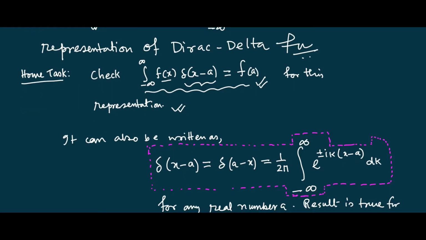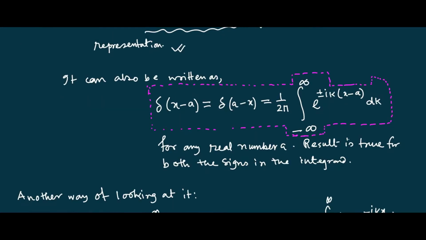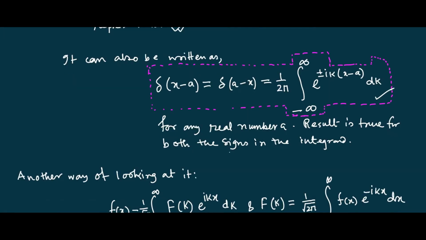So it can also be written in a very compact or general manner. Delta(x minus a), that is equal to delta(a minus x), is symmetric, and 1/(2π) integral from minus infinity to plus infinity of e^(±ik(x minus a)) dk. This is a general representation of the Dirac delta function for any real number a, and the result is true for both signs in the integrand.